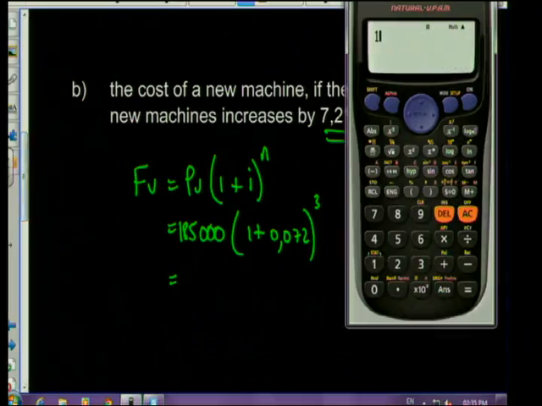So it's going to be 185,000. Open the bracket. And then it's 1 plus. Now, of course, you don't have to type in 1 plus. You could have just put it as 1,072, but I'm just typing it exactly as I see it on my page.